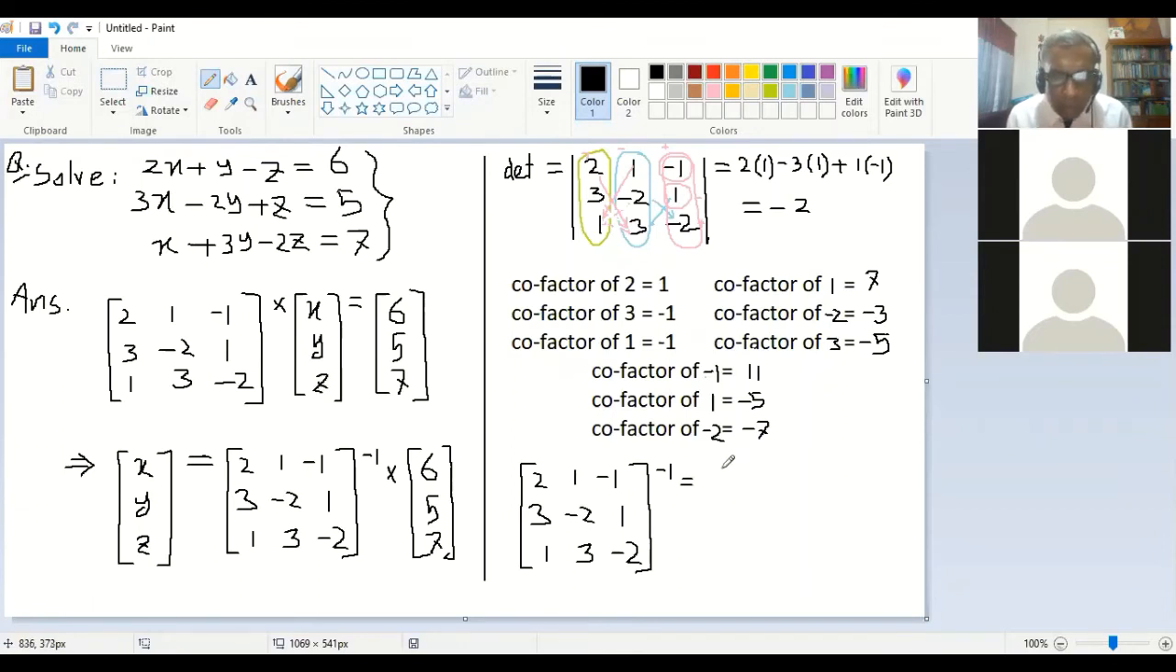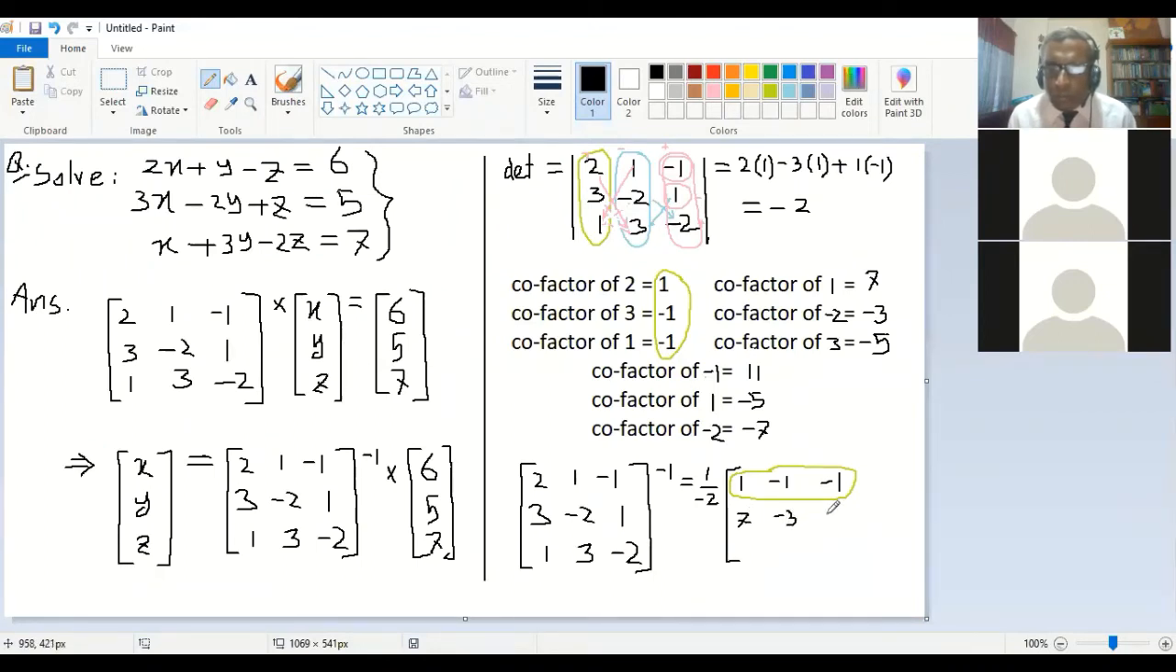1 by the determinant value, that is 1 by -2, and then you write the matrix as a transpose. So this was the first column, and now we will write it as the first row. So actually you will write 1, minus 1, minus 1 like this. The first column is the first row, so the second column will be the second row.